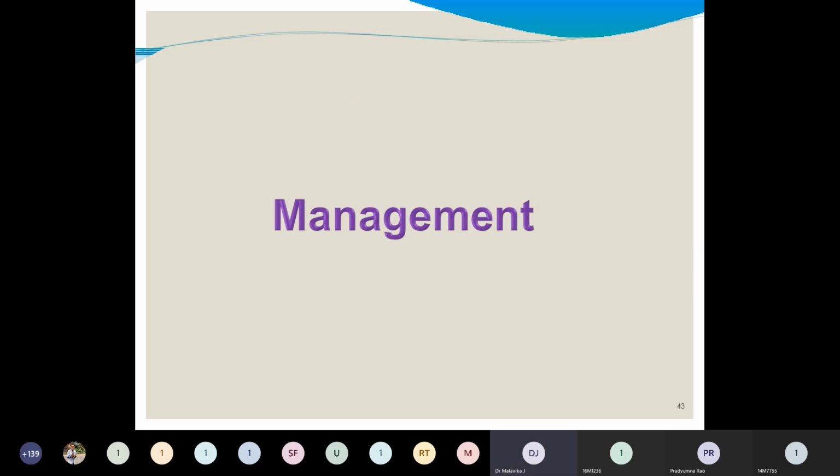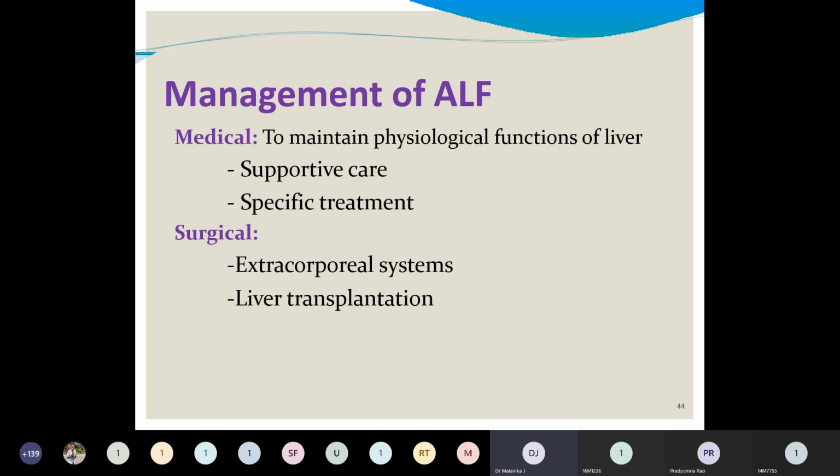So coming to management of acute liver failure. There will be medical management and surgical management. Medical management will be mainly to maintain the physiological functions of the liver. That is, supportive care or a specific treatment should be given. Surgical management is extracorporeal system and liver transplantation.